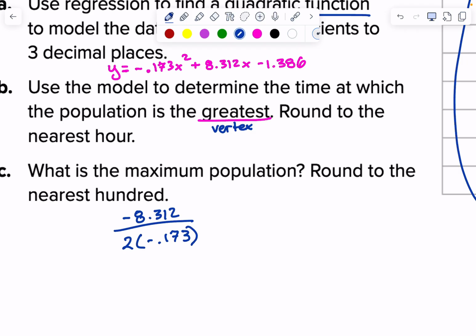If you're going to enter it all in one shot, do this instead. Okay, it should be a positive number. What do you got? Round to the nearest hour.